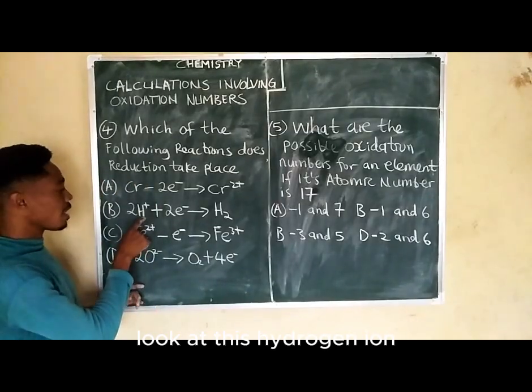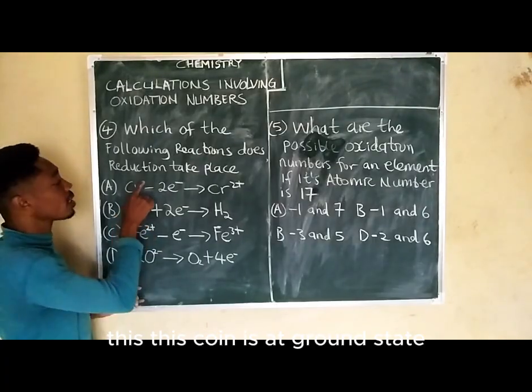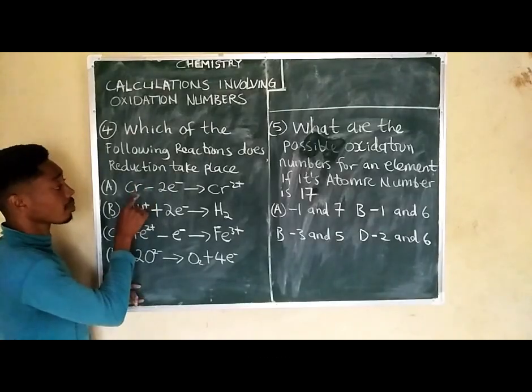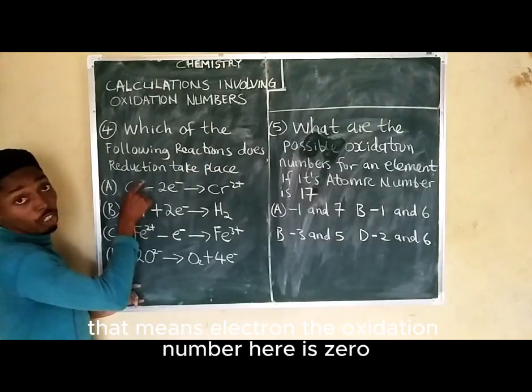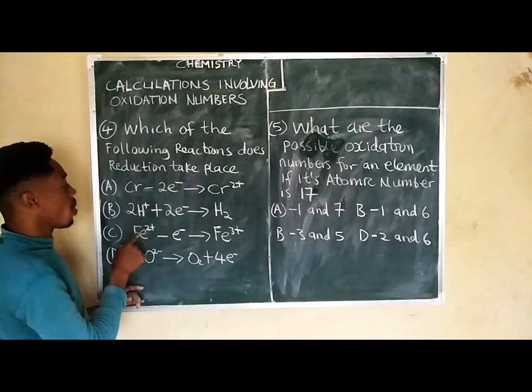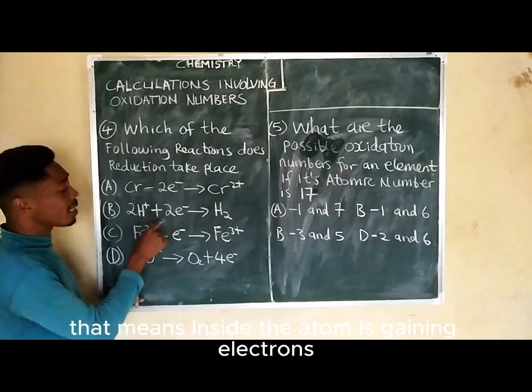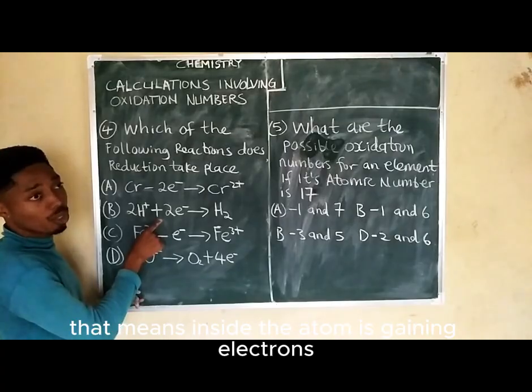Look at this, hydrogen ion. This chromium is at ground state. There is no charge here. It's at ground state. That is the electron. The oxidation number here is 0. Look at this. Plus 2e. That means that hydrogen atom is gaining electrons.